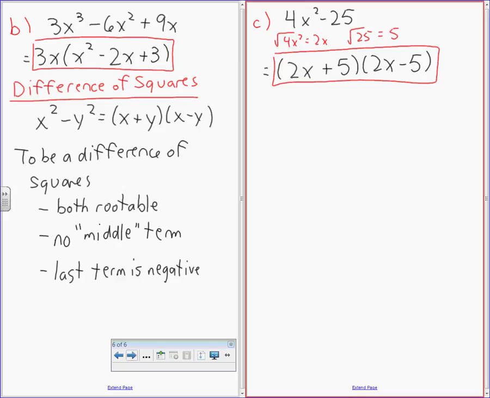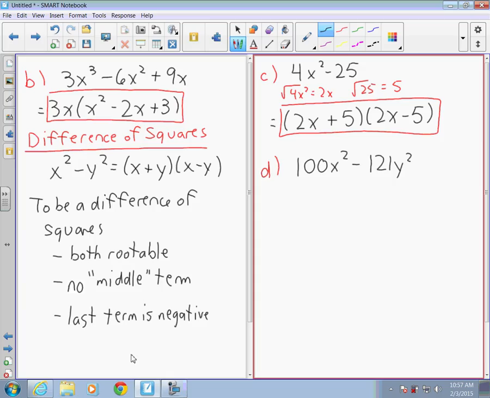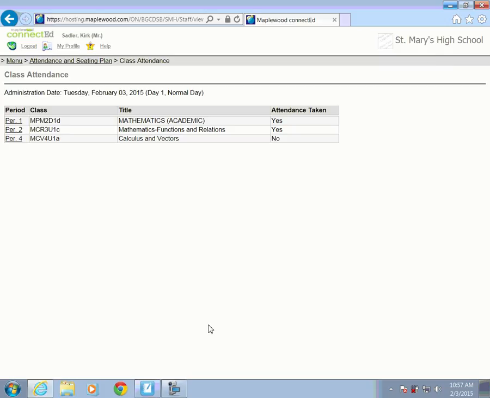Is this coming back a little bit, I hope? No? Okay, that's fine. I'll give you one more and I'll pick a mean one. Let's say 100x squared minus 121y squared. Everyone take the next 30 seconds of our lives and try that one out. I'll hit pause on here.